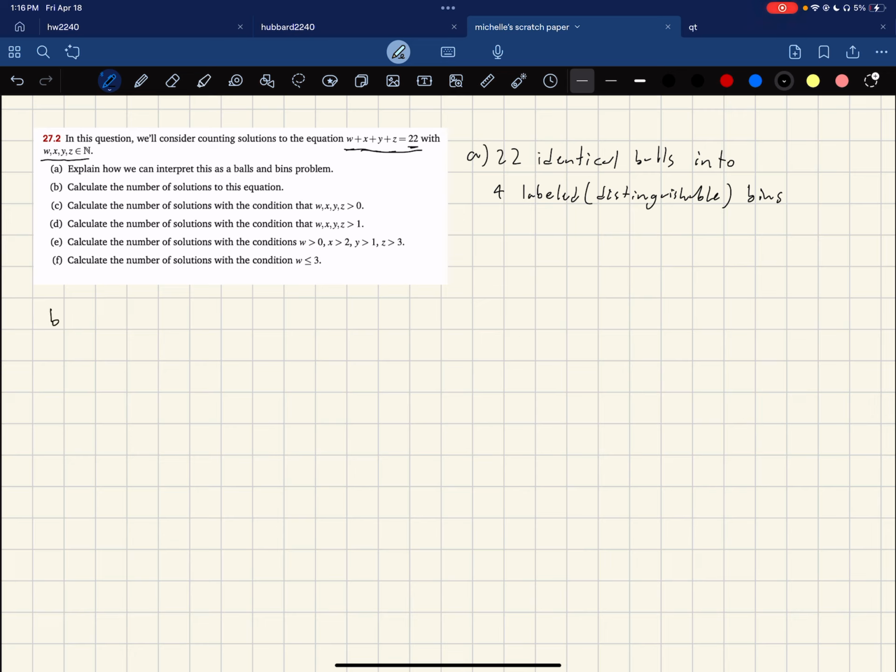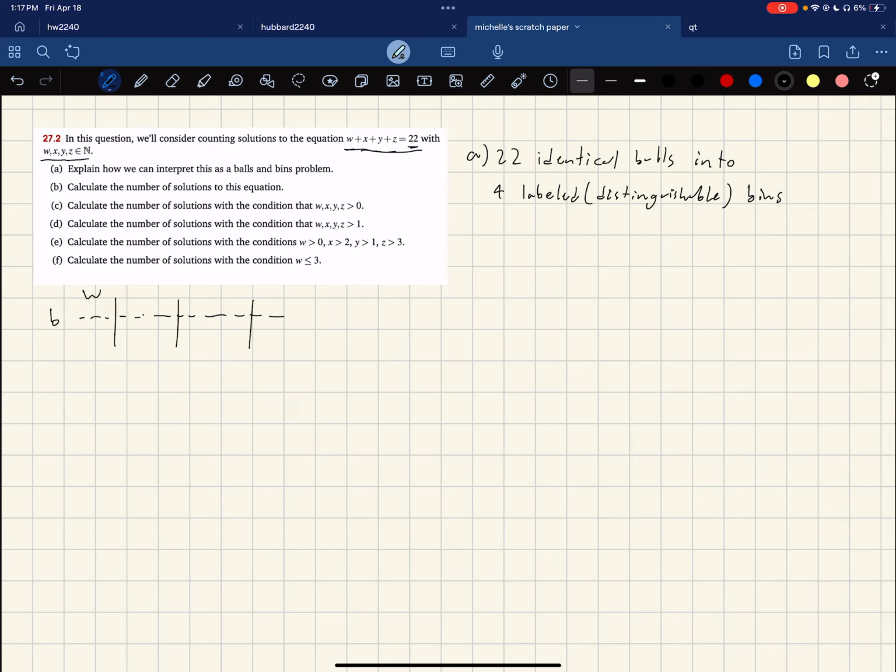Now it's asking us to calculate the number of solutions to this equation. So we can look at this as a stars and bars question. I'll first give the intuition, then we can use the formula from class. The intuition is we have 22 stars, and then we have four bins, so we'll have 3 bars to divide these 22 stars into four sections. Let's place them arbitrarily here, here, here.